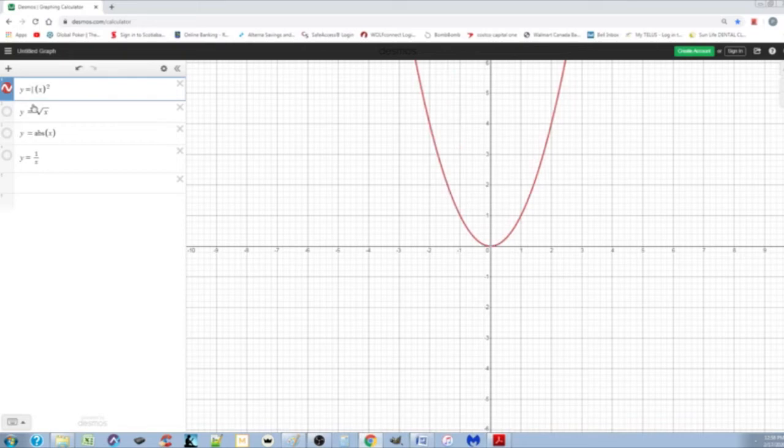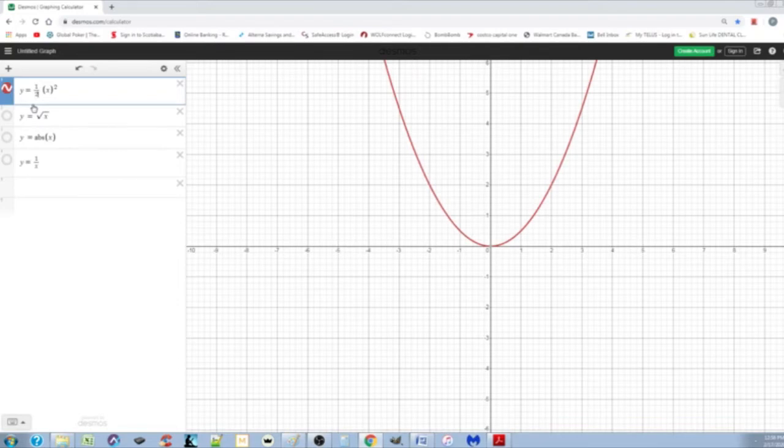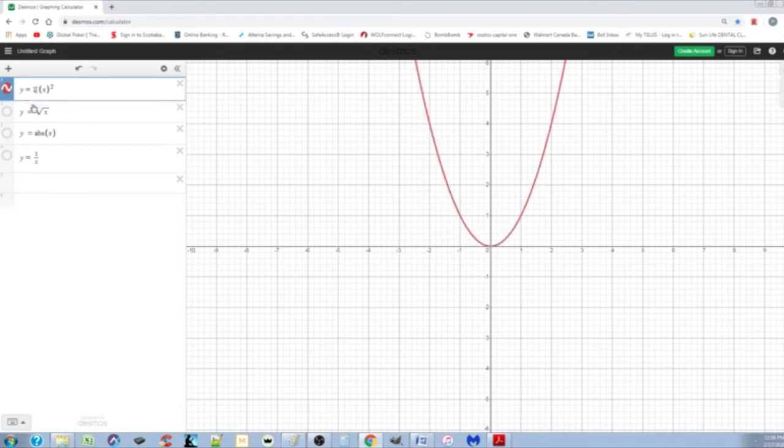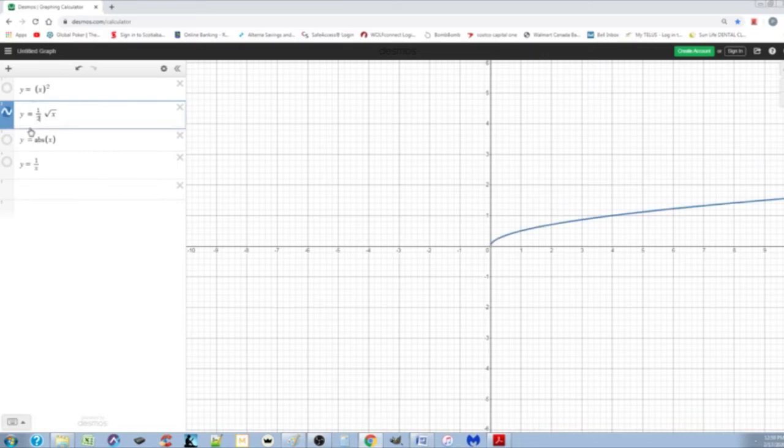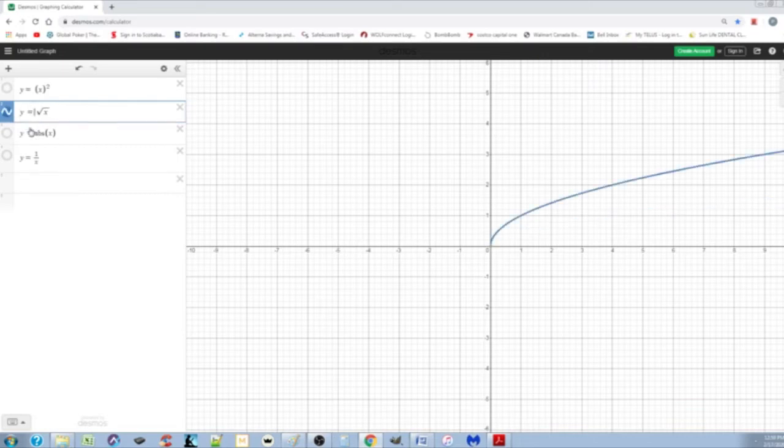What if I put a fraction in front of it? 1/2. Well, I fattened it up. I created what's called a vertical compression. So we're going to see that more. And guess what? If you do that same thing to the other graphs, if I put an a value in front of this square root of x, it's going to create a vertical stretch. And if I put a fraction in front of it, it's going to create a vertical compression. It compressed it downwards. Don't worry about that yet.